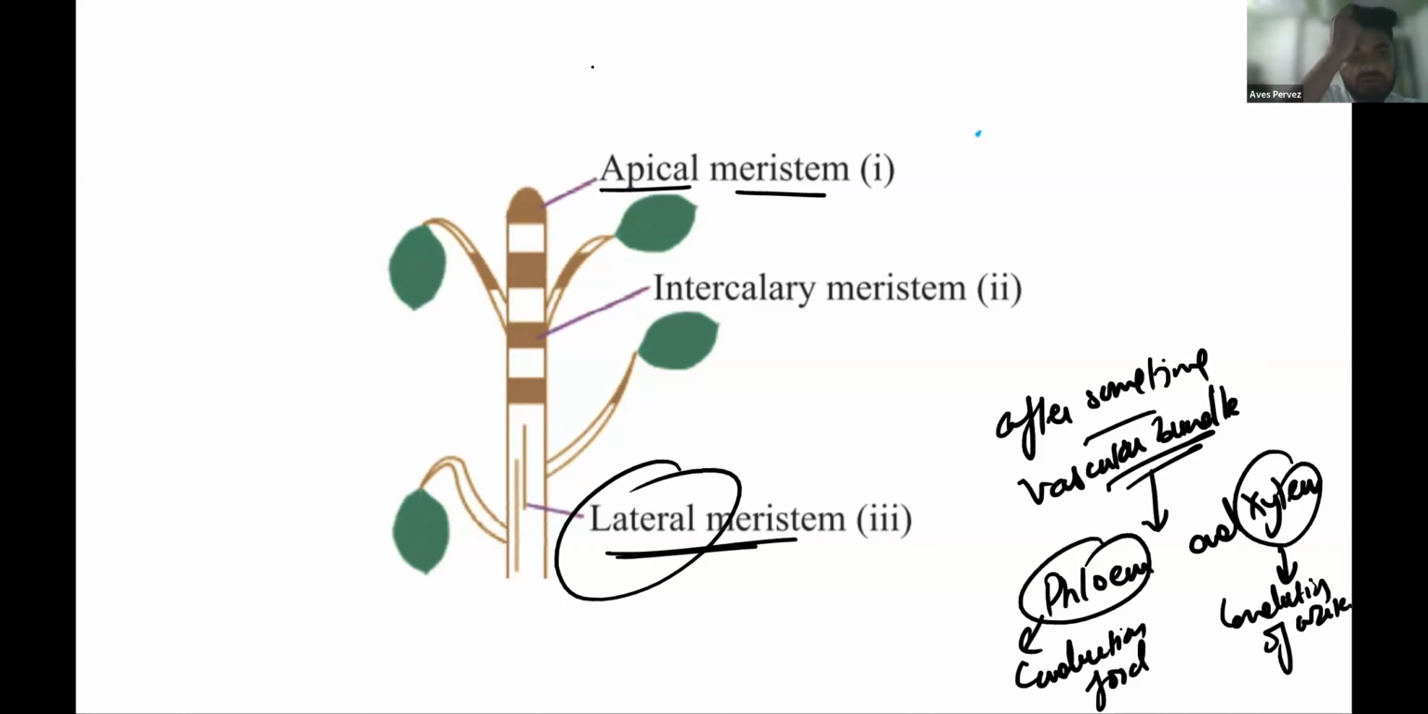And moreover, lateral meristematic tissue increases the girth. Girth means the width of the plant. So it is responsible for increasing the lateral girth of the plant. Okay, so note it down. Next slide.